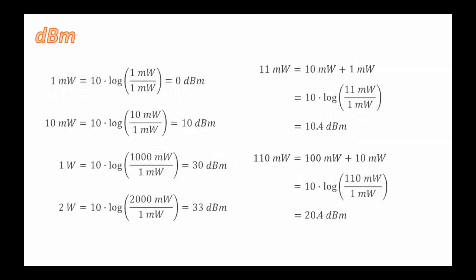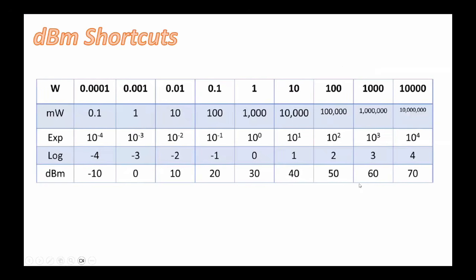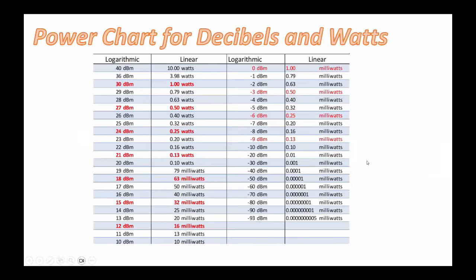These are a few terms we should remember: 1 watt is 30 dBm. If you remember these values, you can calculate any values. So 10 watts will be 40 dBm and so on, right? Again, 1 watt is 30 dBm and 0 dBm is 1 milliwatt. So this way you can calculate all these values. And just a few more slides and we can wrap up this session.